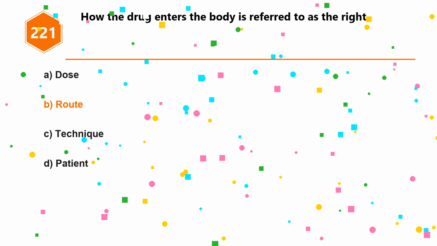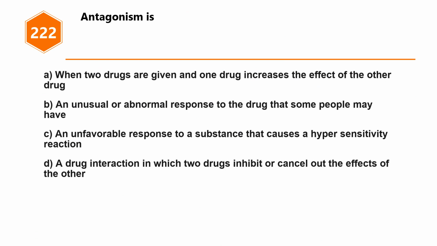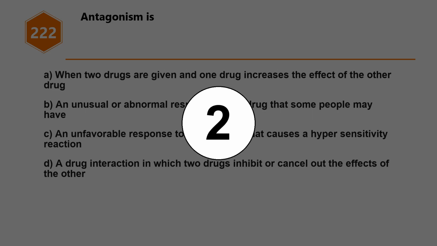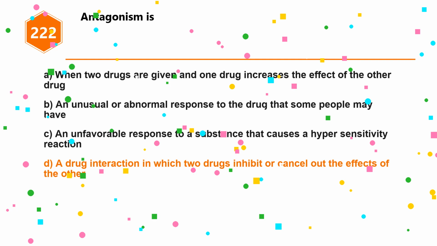Route. Question 222. Antagonism is: Option A. When two drugs are given and one drug increases the effect of the other drug. Option B. An unusual or abnormal response to the drug that some people may have. Option C. An unfavorable response to a substance that causes a hypersensitivity reaction. Option D. A drug interaction in which two drugs inhibit or cancel out the effects of the other. The correct answer is option D.